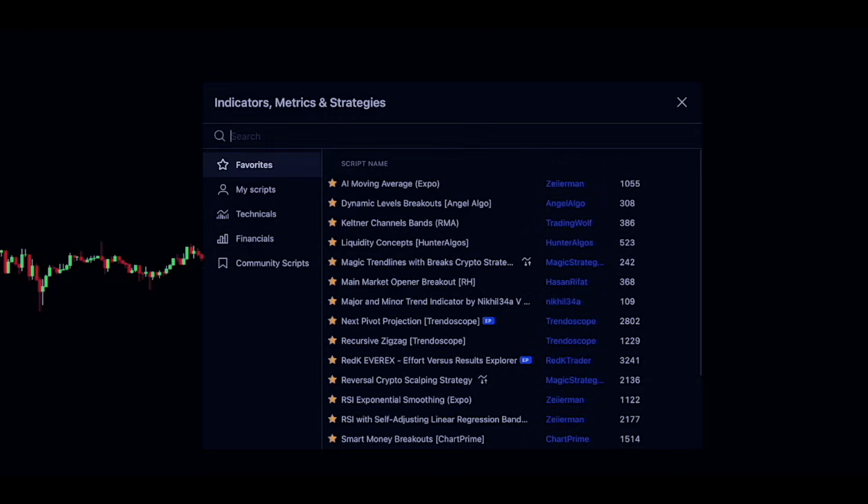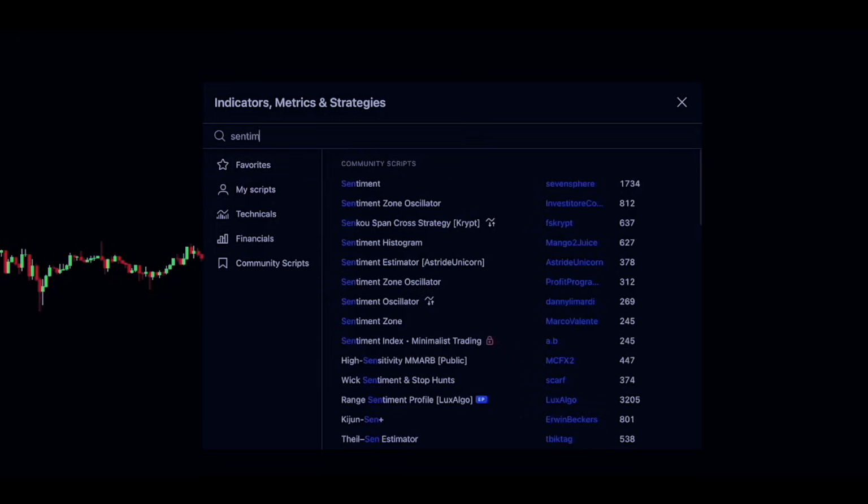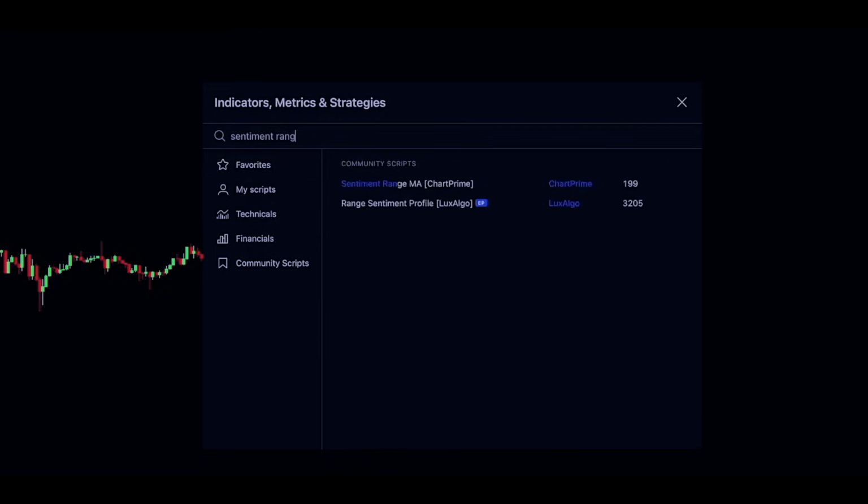Now, let's get into how to install and use this moving average on your chart. First, log into TradingView and pull up any market you want. For this example, I'm using Ethereum on the 1 hour time frame. Head to the Indicators tab and search for Sentiment Range MA created by my favorite, Chooch. Big shout out to them, by the way.